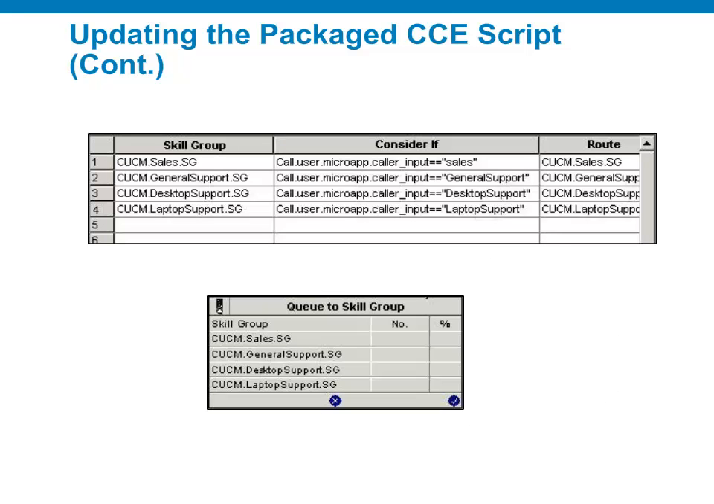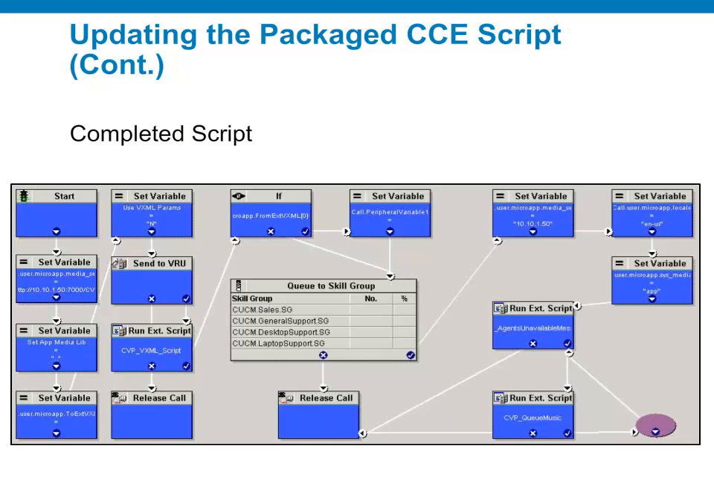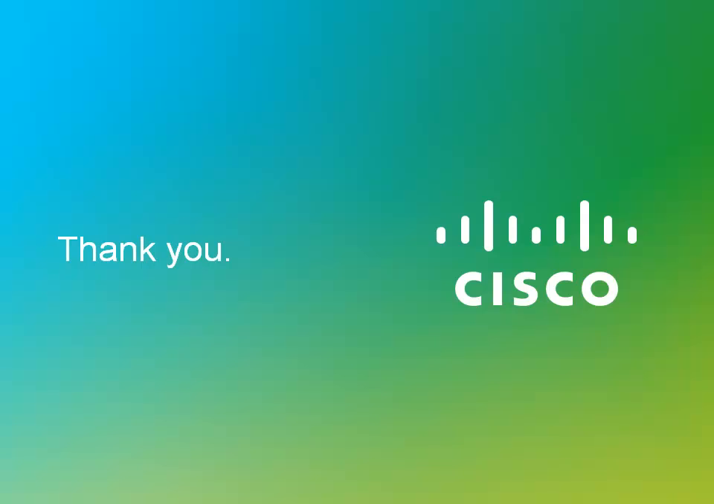Open the queue to skill group properties and set each of the skill group targets. Use the consider if statement to test for the correct caller input. The script is now complete. Here is what the completed package CCE script looks like. This concludes the scripting for package CCE session.